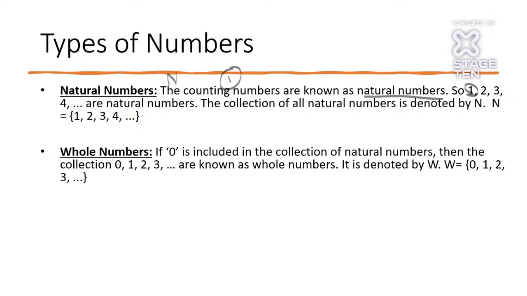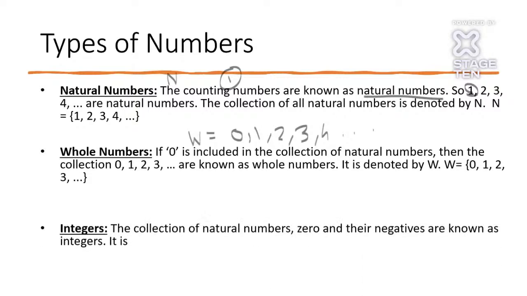Next one, whole numbers. Whole numbers are what? Whole numbers means no difference, only natural numbers, and I will put a zero in the starting. So I have 1, 2, 3, 4, and it keeps on going. This becomes natural numbers. Now when I put the 0 in the front, this becomes my whole numbers. How do I write whole numbers? It is symbolized by a capital W. Okay, W is represented as whole numbers.